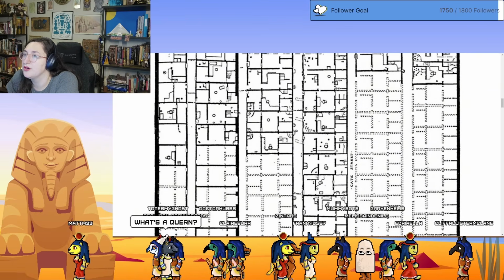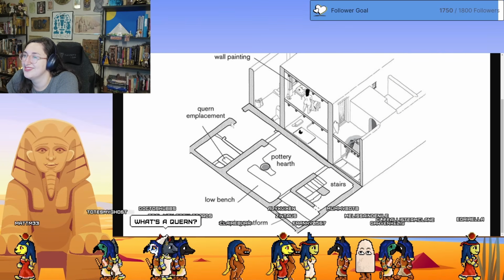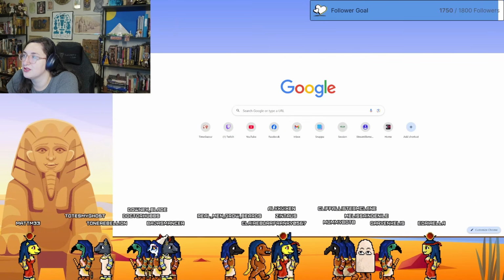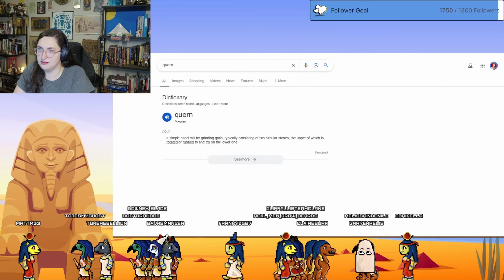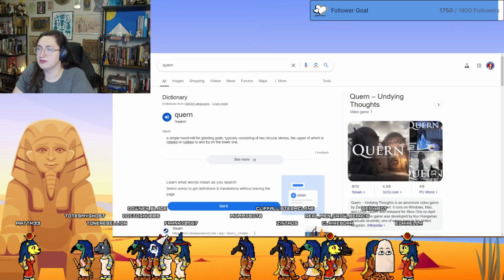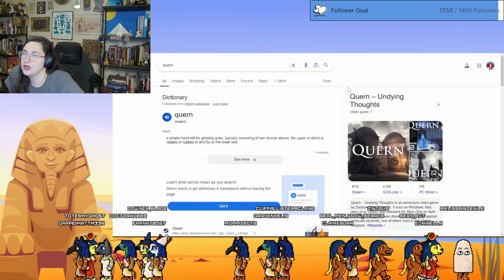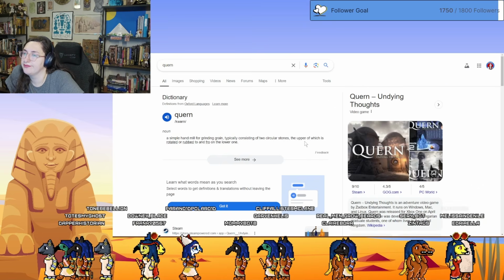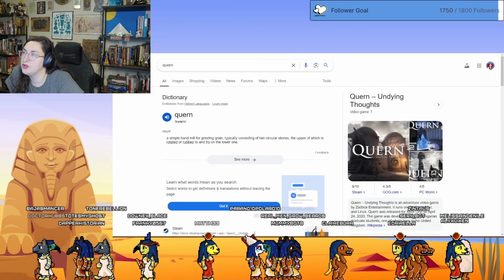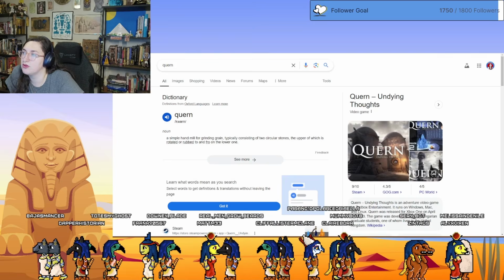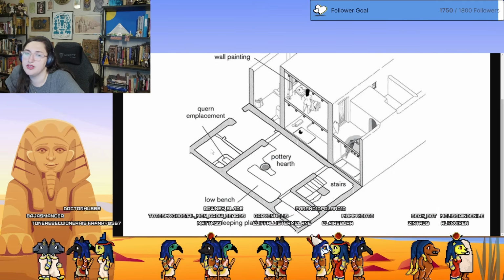I don't know what a quern is. What is a quern? Oh, a simple hand mill for grinding grain, or two circular stones. So it's a place where they could make grain. So that's probably what you would consider the kitchen.